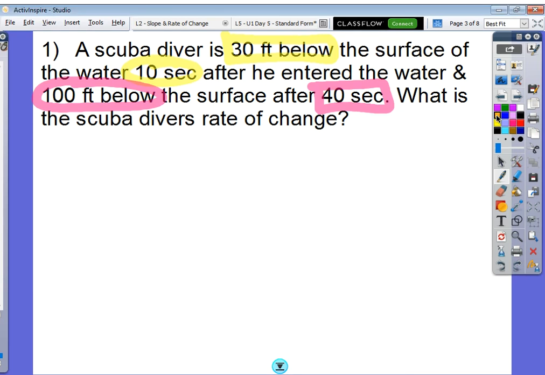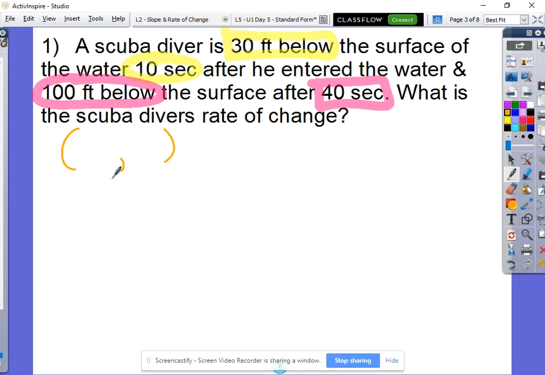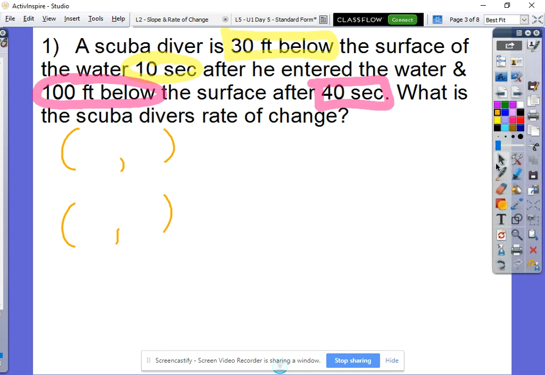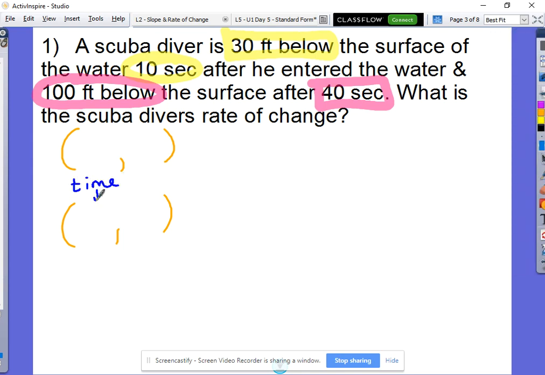So the first thing you really have to ask yourself is this: what are the 2 points? What are the 2 points that we need to create? It's so important because if you don't identify what those 2 points are, we're never going to be able to figure out our slope. So hopefully you remember that we always want our x to be time.